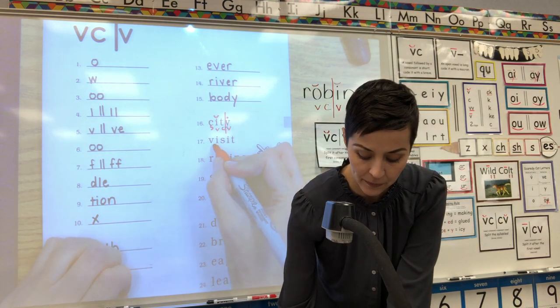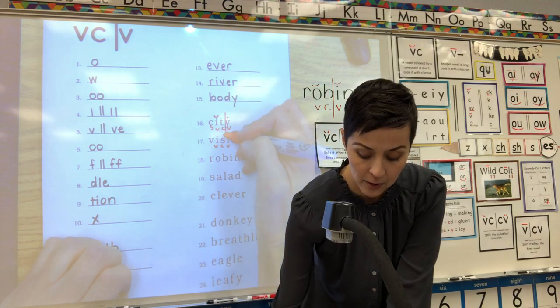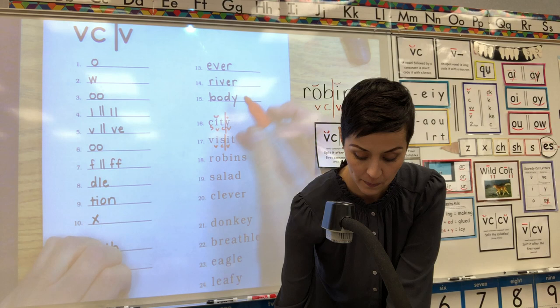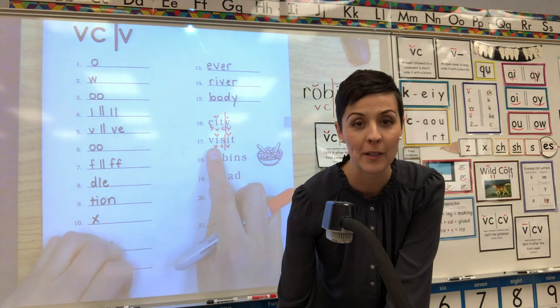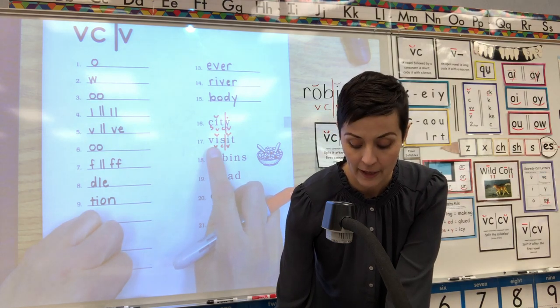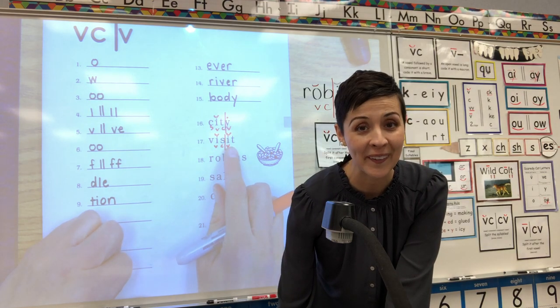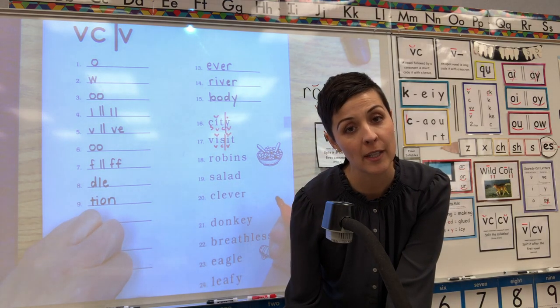17, vowel pattern. Vowel, vowel, consonant. Split it after the first consonant. Breathe, breathe. One syllable at a time. Starting V, get ready. Viz, it, what word? Visit. You got it. Like I visit with you, I talk to you.